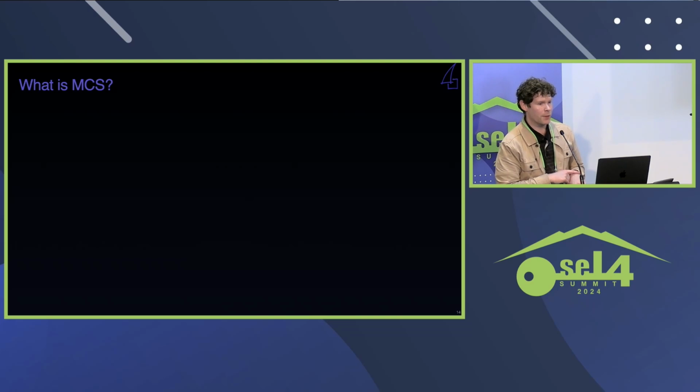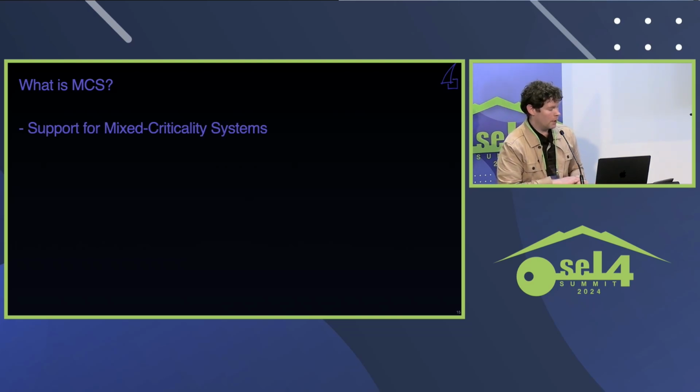So MCS is a version of the seL4 kernel that provides support for mixed criticality systems. So what on earth is a mixed criticality system? I'll give you an example in a second, but at a very high level, a mixed criticality system has lots of different applications running on it, all executing on the same hardware. And we've got some applications at a high level of criticality and some at a low level of criticality. So they mix the levels of criticality in the system. That's how it gets its name.